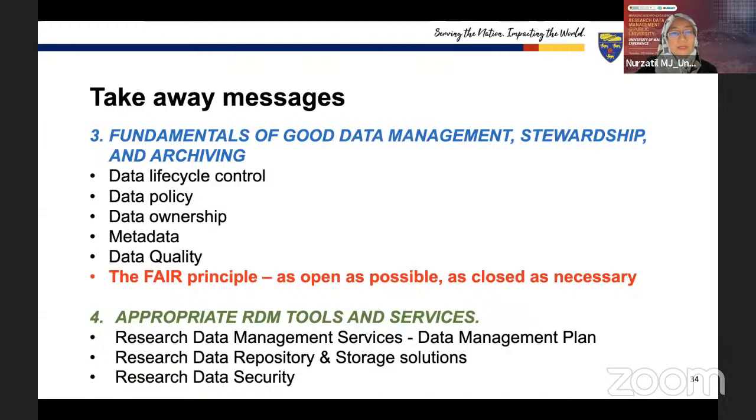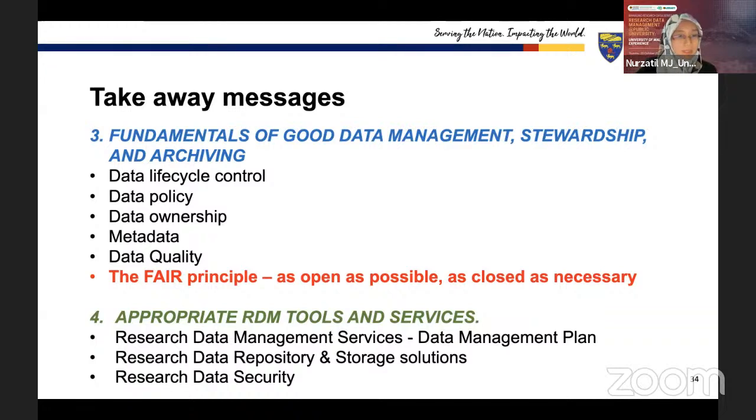So what are the fundamentals of RDM, of stewardship, of archiving? We have to understand the life cycle control. We have to understand who takes the role in each data life cycle. It's very important to have the policy in place. And the ownership: we have to recognize who owns the data. We have to know the metadata. Although Darwin Core is a standard metadata, different fields may have their own specific metadata standards. That's very, very important to recognize and understand.